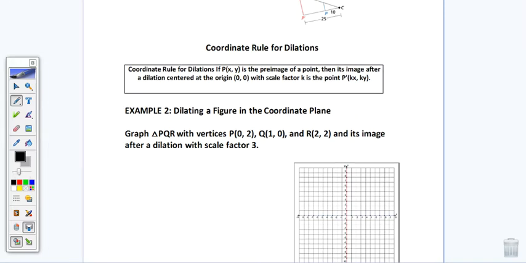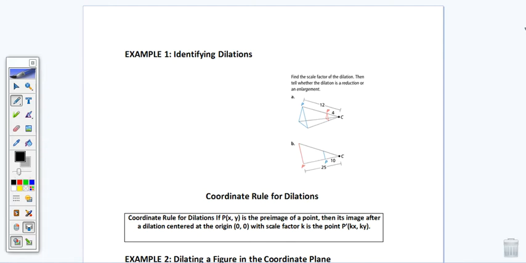Okay, page 2 then. It says identifying dilations here. I'm going to blow this up quickly. Okay, identifying dilations. I'm going to blow this up quickly, kids.